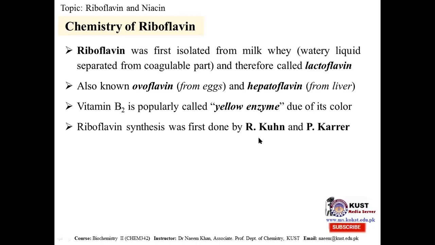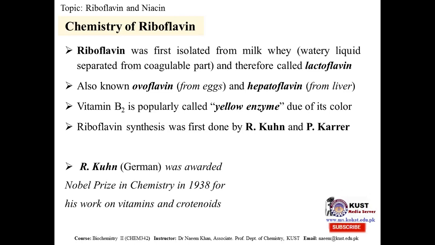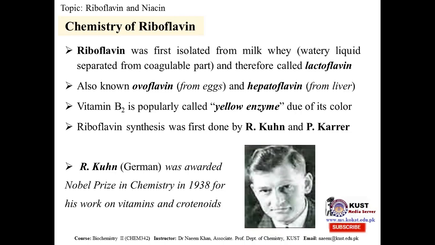The first time it was synthesized was by R. Kuhn and P. Karrer. These two scientists were the first who studied these vitamins and their impacts, and they must be given credit. R. Kuhn is a German chemist, better known as he was awarded the Nobel Prize in Chemistry in 1938 for his great work on vitamins, including vitamin B2, riboflavin, and some other carotenoids too. This is the picture of R. Kuhn.